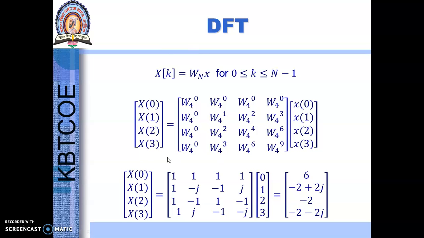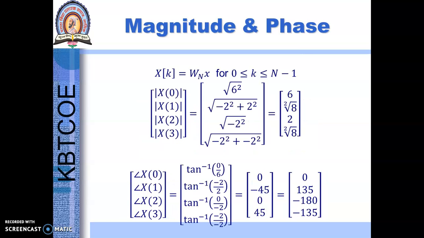This matrix formulation can be written for the given sequence from x of 0 to x of 3. It is a standard 4x4 matrix called the Twiddle factor matrix multiplied by the given sequence in terms of a standard 4x1 matrix. If we solve this computation, we will have again the same sequence in rectangular form, that is, the complex quantity. One can separate this complex quantity into magnitude and phase. It is very easy to find the magnitude and phase once we know the complex number.